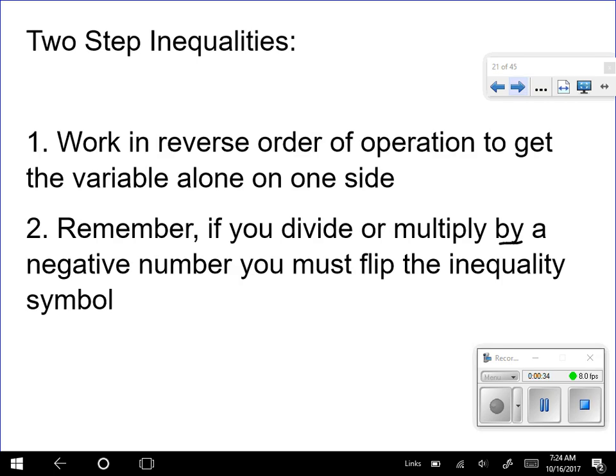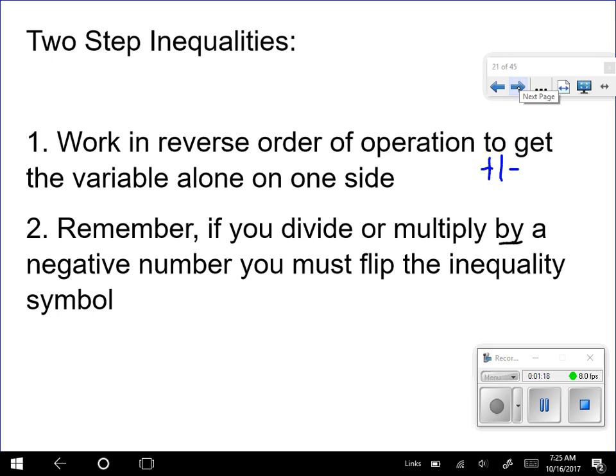So let's get started. Two-step inequalities, just like when we worked with two-step equations, we're going to work in reverse order of operation to get the variable alone on one side. So we're working with the piece that's least attached to the variable, so generally speaking, that's going to be adding or subtracting first. Remember, there's about a 5% chance where we would multiply first. And remember, if we divide or multiply by a negative number, we have to flip our inequality symbol. Very important there. So, once you have this written down, that's pretty simple.